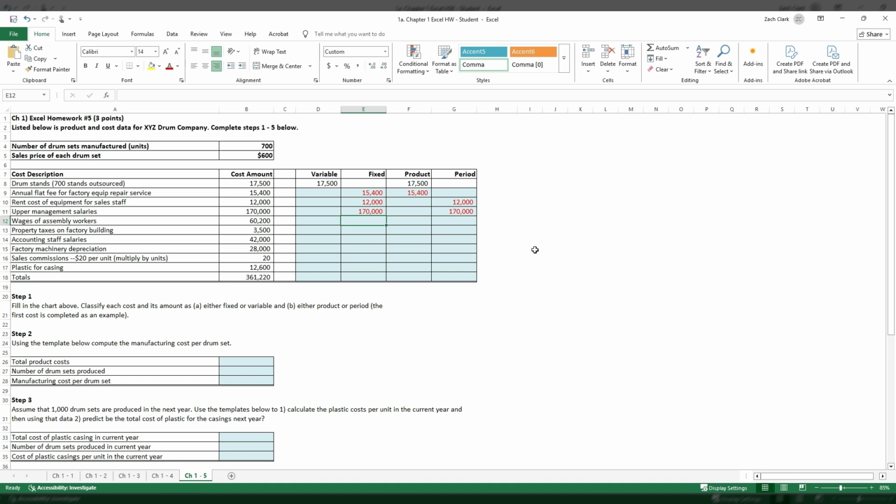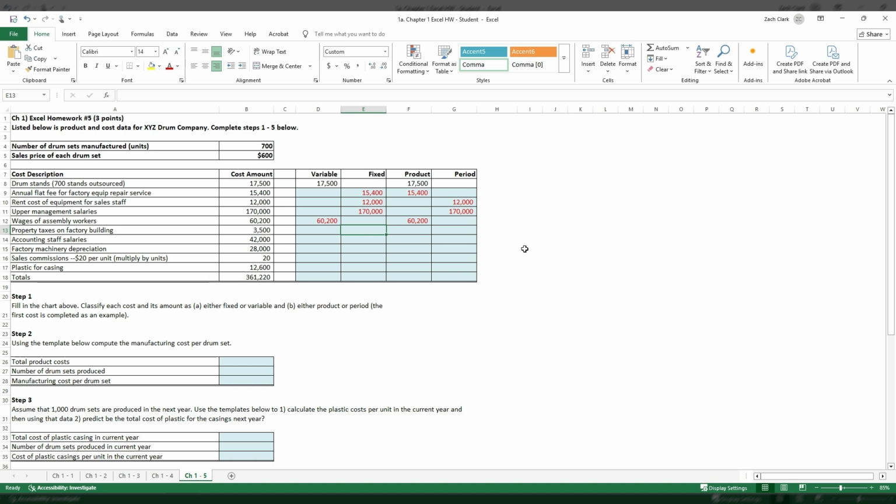Okay, wages of assembly workers. So this is like I think talked about earlier. The individuals actually on the factory line making these products, making the drum sets. And so the more drum sets you make, the more you need to pay the workers essentially. And so we are going to consider that a variable cost. If you didn't produce anything, you wouldn't have any assembly worker wage cost, right? But if you produce 700, apparently you have 60,200 in our example. And then again, that's a product cost directly related to production. They're in the factory assembling the product, the drum sets in this instance.